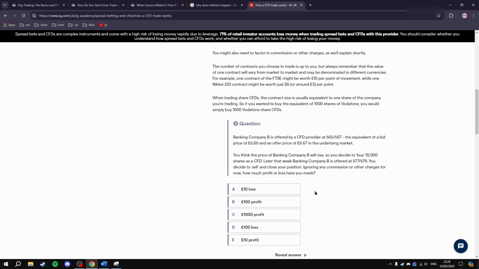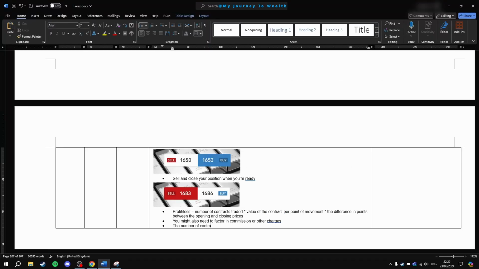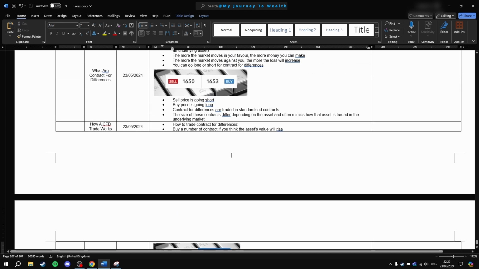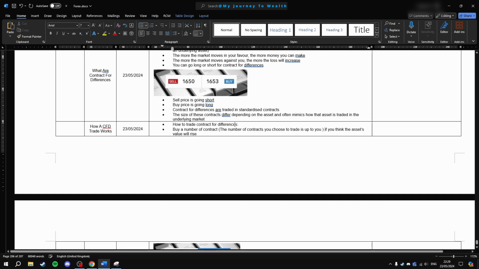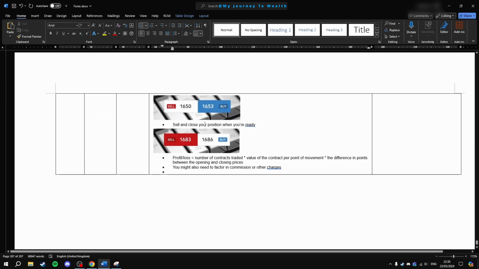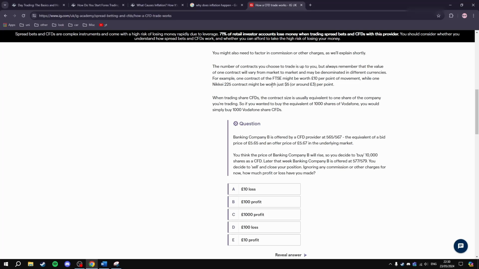The number of contracts you choose to trade is up to you. I should probably move this up above somewhere. You think the asset's value will rise? Yep.